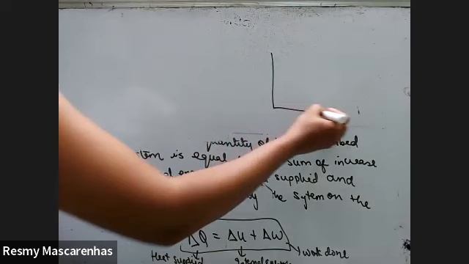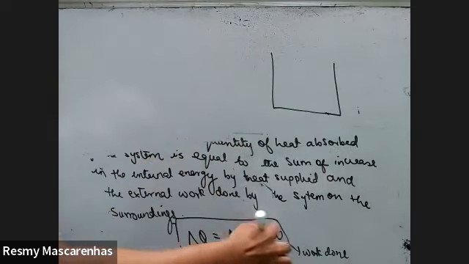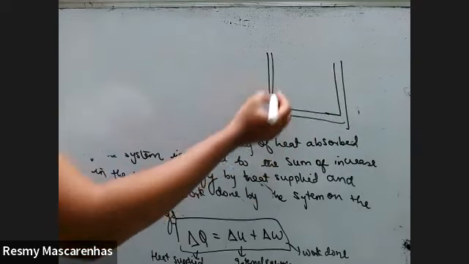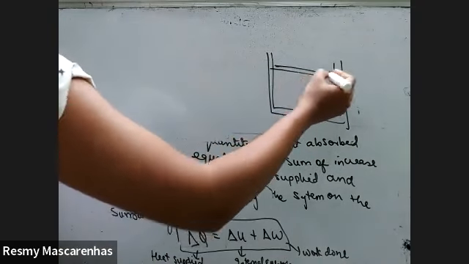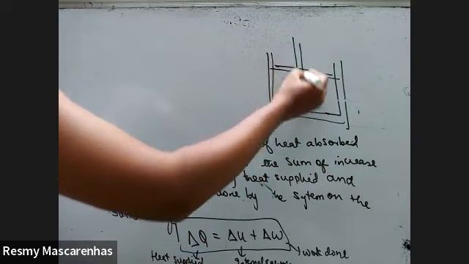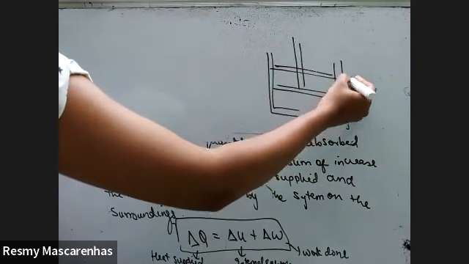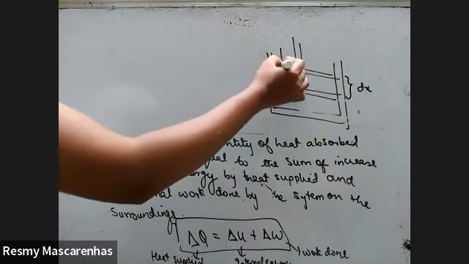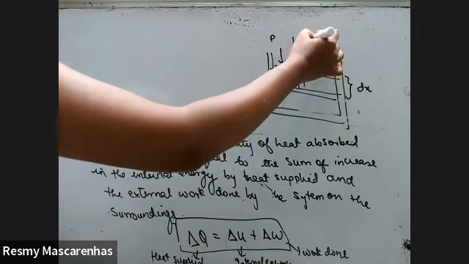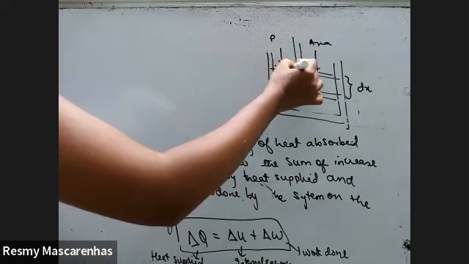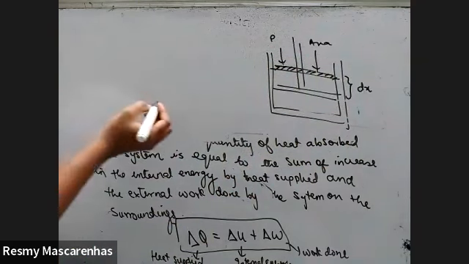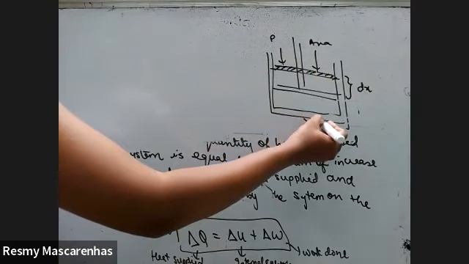The same diagram actually. You draw it and keep it for this one only. The piston has moved a certain distance. We'll keep it as dx. This, I told you, is pressure, and this is area, how much area is in contact with the gas. There is an external heat supply.